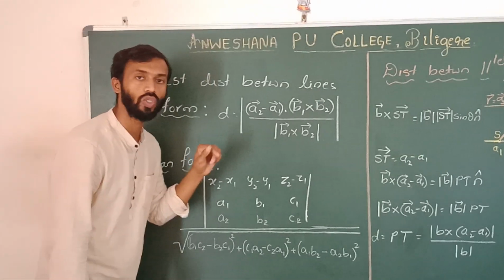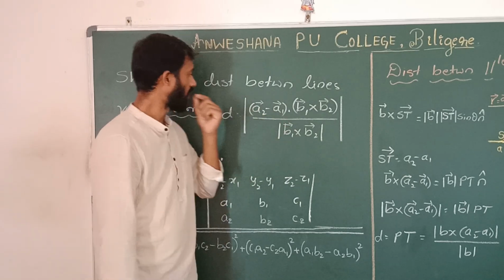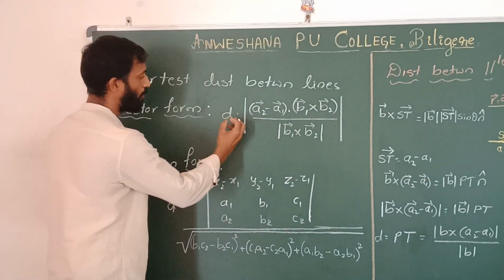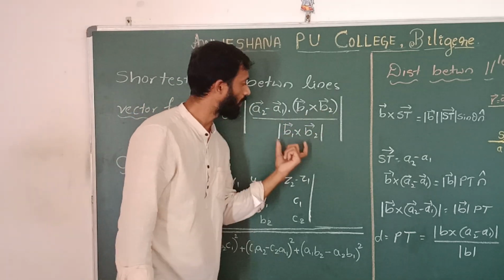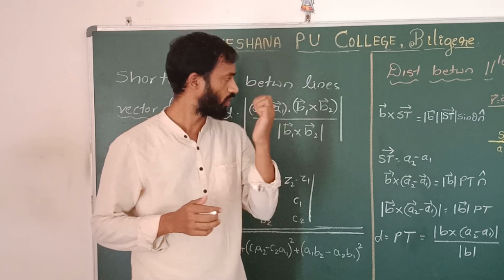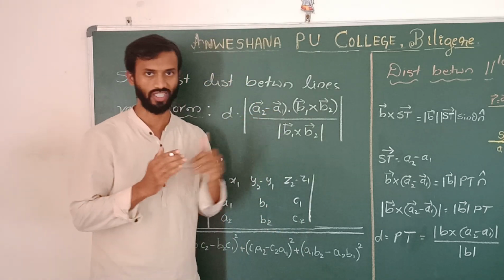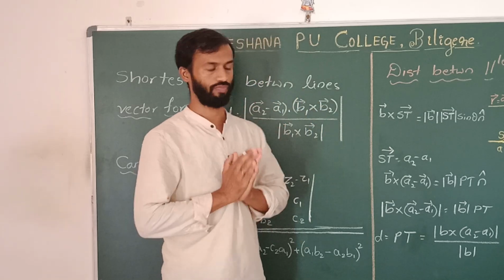So what is the distance between two skew lines passing through the given lines? D is equal to (A2 minus A1) dot (B1 cross B2) divided by the magnitude of B1 cross B2. This is the formula which we have discussed, and it is one of the very important questions. We discussed it in the last class, correct? Because this is the theorem which they will ask for the final exam.